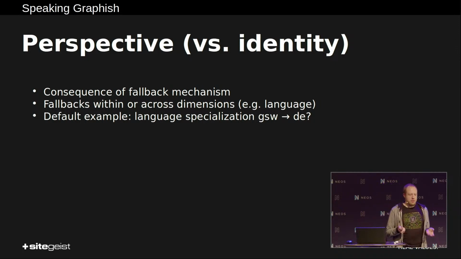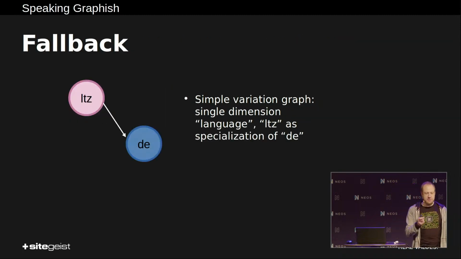And there may be these fallbacks even across dimensions. I mean, language is the default case that you usually use in Neos, but it's only one example of many. And when we do these tests, we have that default example with specialization. So we have German as the default language, and then Swiss German or Schweizerdeutsch as a specialization, which makes sense to have a fallback to German. But not in this talk, because since I was born in Trier, we'll take Luxembourgish instead. So this is our really simple variation graph, right? You have one dimension, language, with German as a default and Luxembourgish as a specialization with a fallback to German.